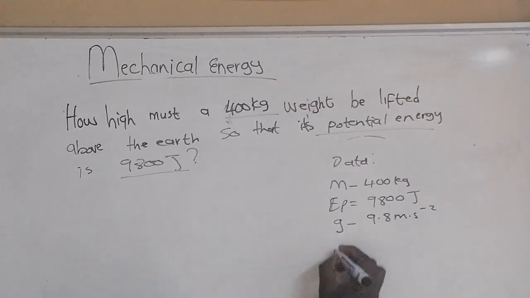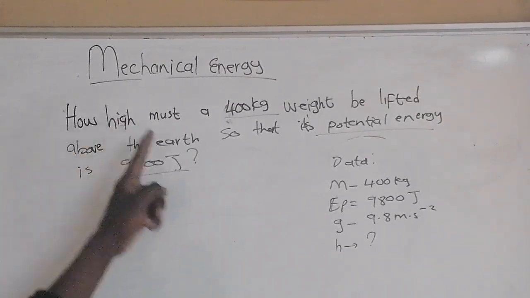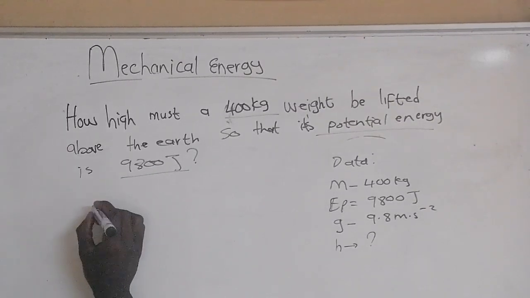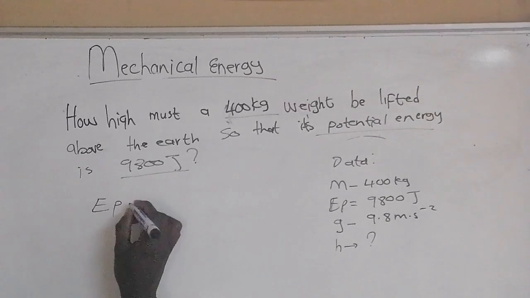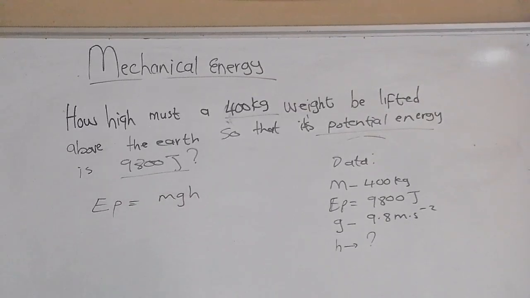So it means that the question wants us to calculate h, or the perpendicular height. Since the question says how high, we are actually talking about the height, right? Now we write the formula, that is EP equals mgh. Now you just substitute your data.